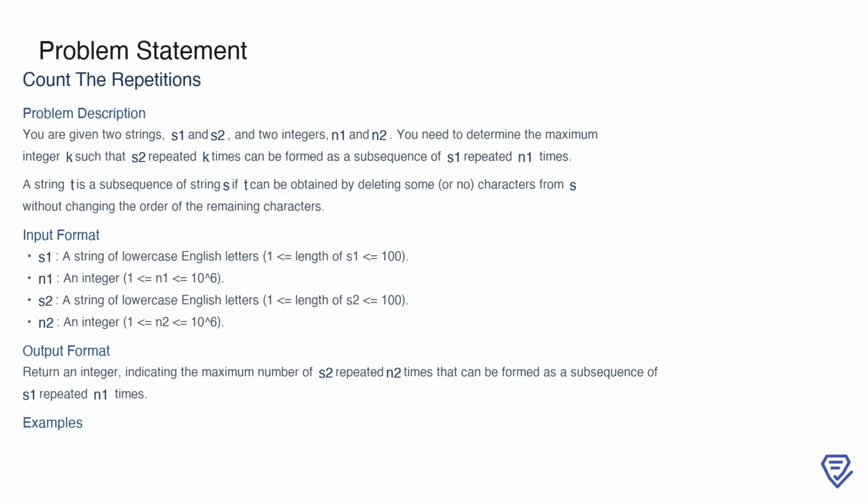A subsequence is defined as a sequence that can be derived from another string by deleting some or no characters without changing the order of the remaining characters. For example, ABC is a subsequence of EBC.